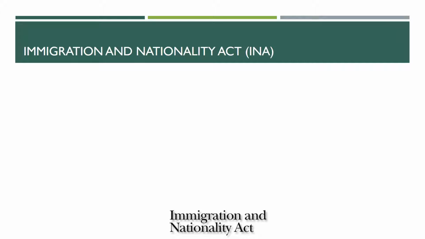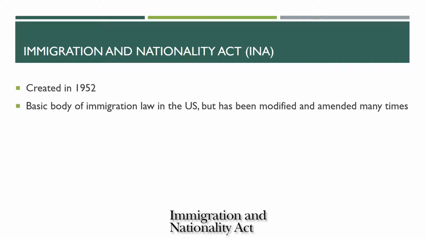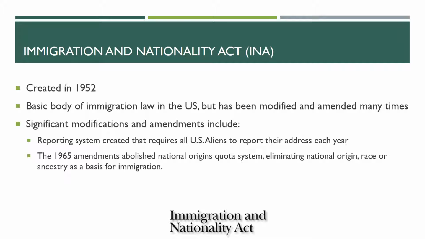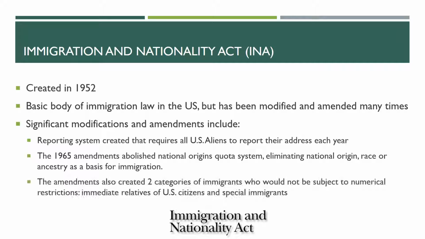The Immigration and Nationality Act was created in 1952. It is the basic body of immigration law in the U.S., but has been modified and amended many times. Some important modifications and amendments include a reporting system that requires all U.S. aliens to report their address each year, and the 1965 amendments, which abolished the national origins quota system, eliminating national origin, race, or ancestry as a basis for immigration.